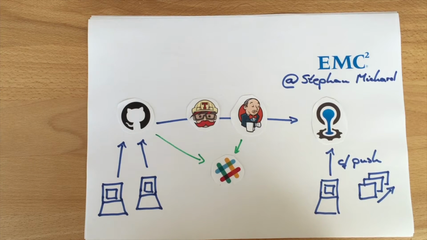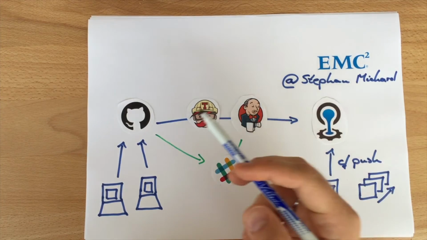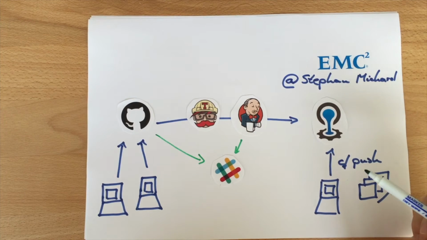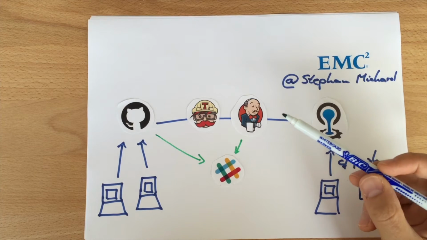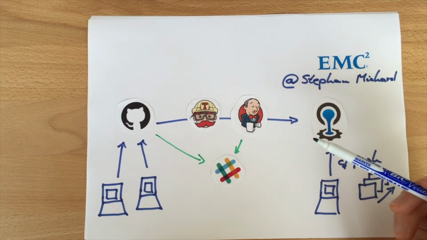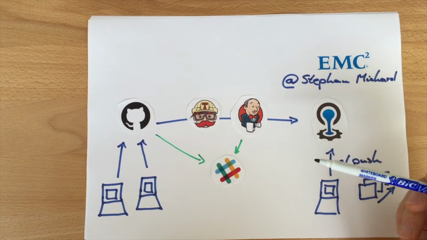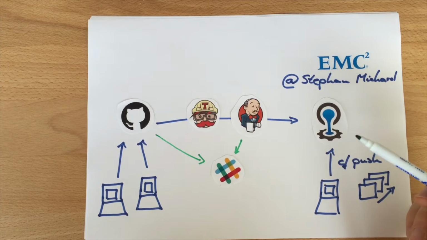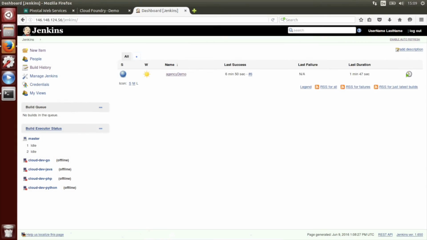In my first video, I showed you how to push an app to Cloud Foundry. In the second video, I showed how to connect GitHub and Cloud Foundry via Jenkins. And now I'm going to show you how you can get notified through Slack, either on a successful build or on a failed build, or if new code gets committed to GitHub. So now, how to connect Jenkins, GitHub, and Slack.